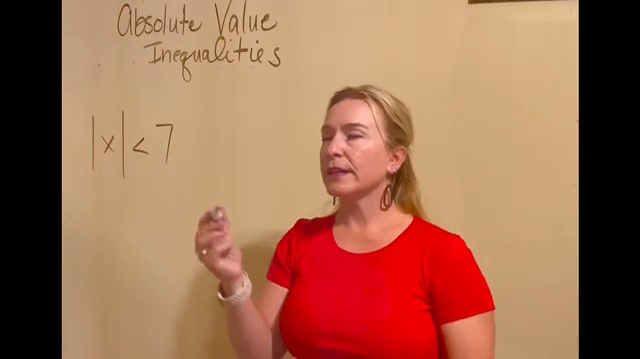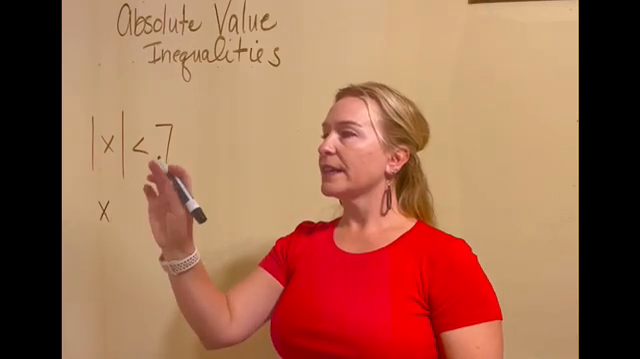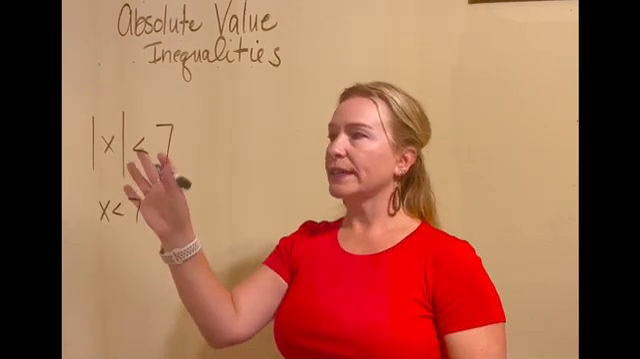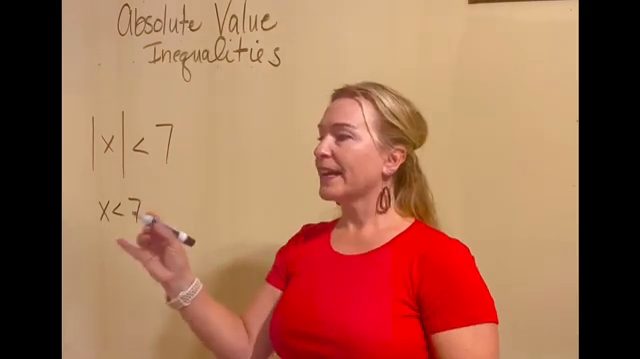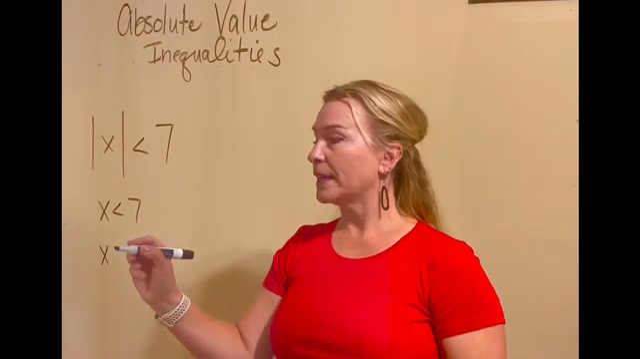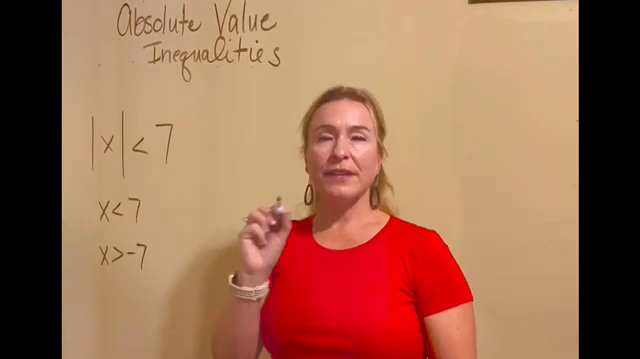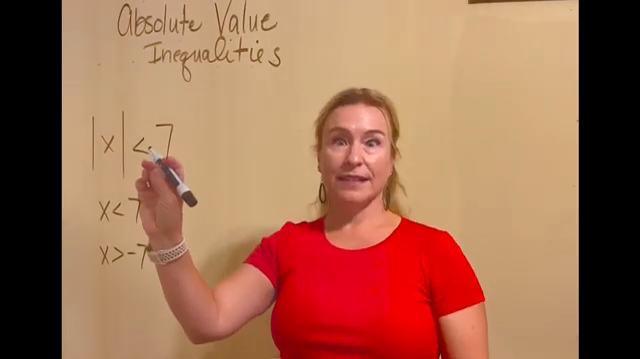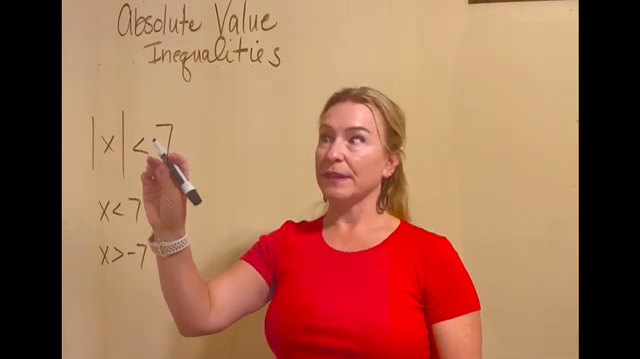So the way that we're going to solve this is we're going to drop these bars off and we're going to say x is less than 7. So we write it exactly as we see it without the bars. But the second one has to be x and then reverse the symbol, is greater than negative 7. Okay, this time around, this is a less than symbol. So whatever ends up inside of these bars has to be less than 7.